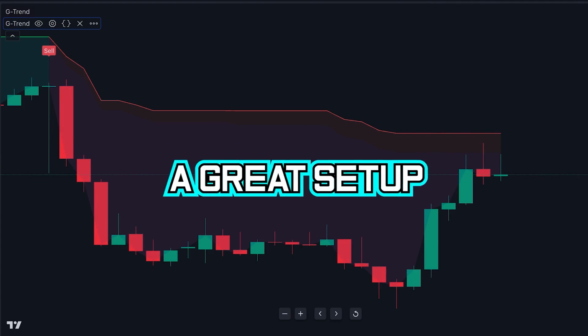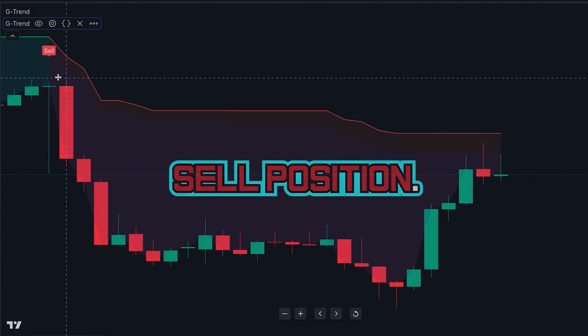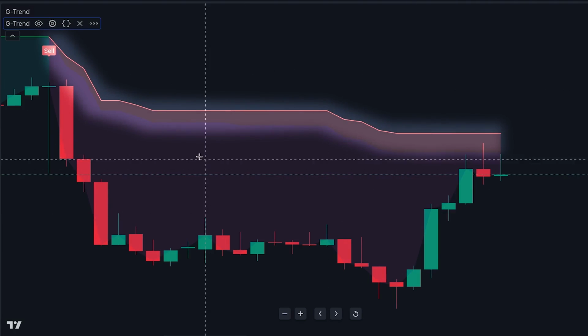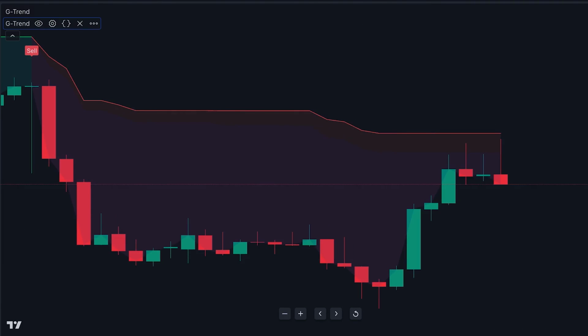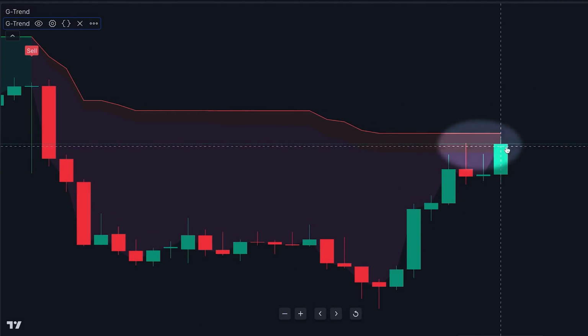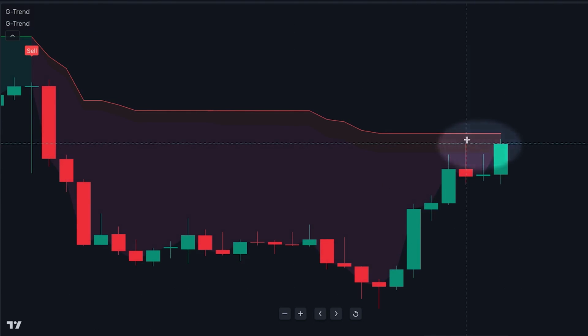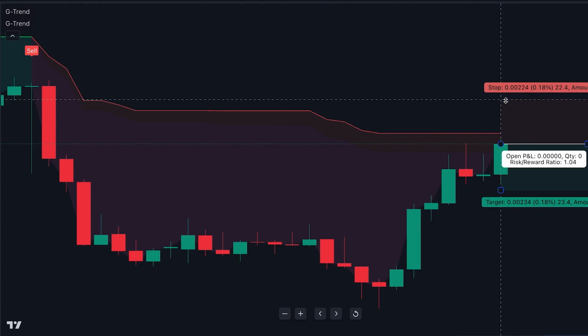Here we can see we have a great setup for a sell position. We can see that the long-term market trend is bearish based on this outer line, and we can also see that the inner line is bearish, so we have this pocket for execution. And now that price is inside this region where we would like to seek an entry, we can execute a sell anticipating price to continue to fall.